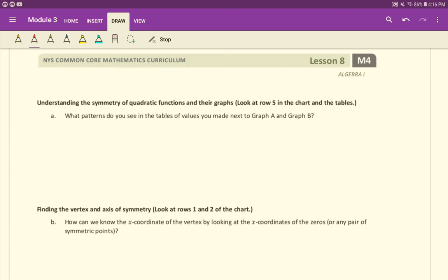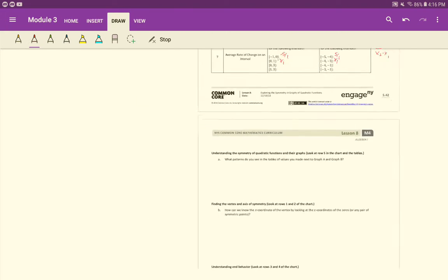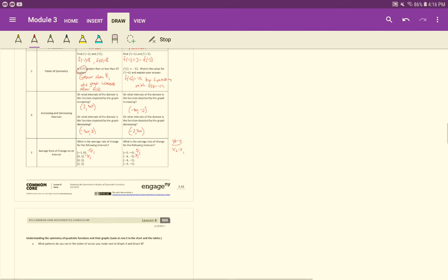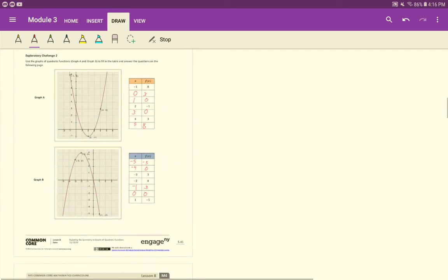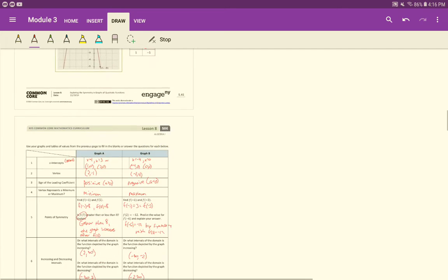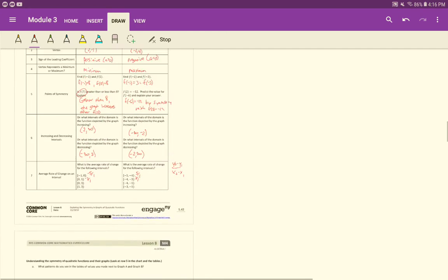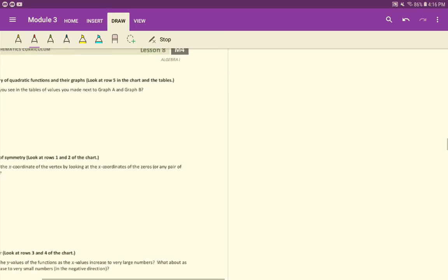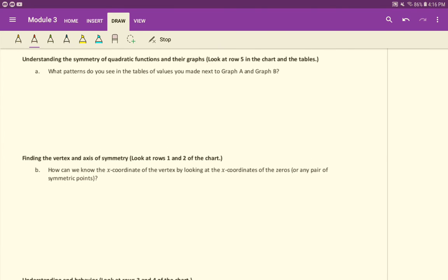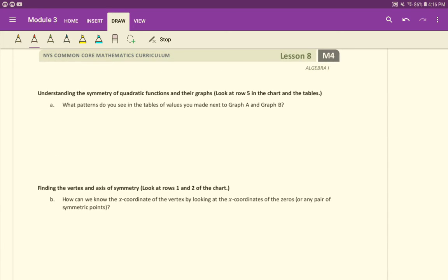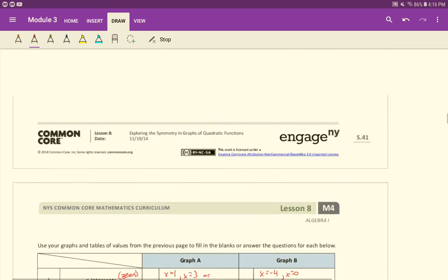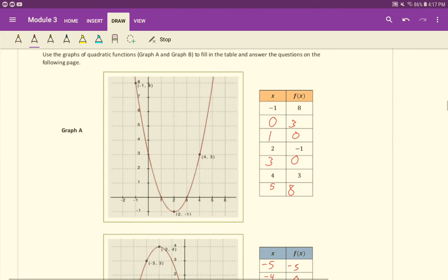Welcome back. We are continuing our look at the graphs of quadratic functions that we started 2 videos ago. Okay, let's keep talking about these 2 graphs that we looked at earlier. What patterns do you see in the tables of values you made next to graph A and graph B? So we go back up here. What patterns do we see?